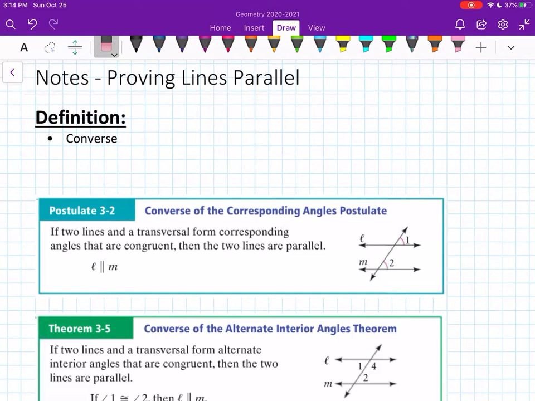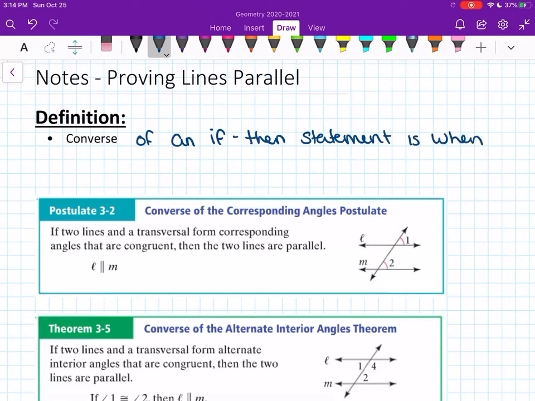Welcome. Today's lesson we are going to talk about how to prove lines are parallel. So the first thing we need to discuss is the definition of converse. So the converse of an if-then statement is when the phrases after the words if and then are switched.